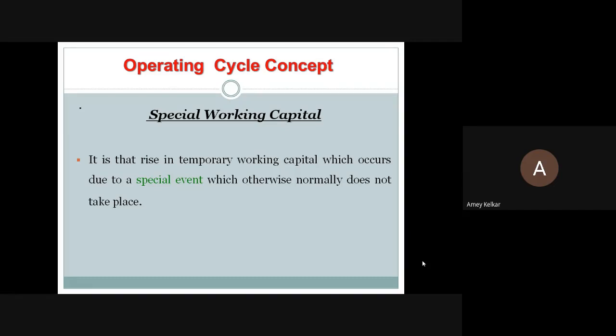For example, if a World Cup is organized in a country, or the Olympics, which is supposed to be organized in Japan. These are all special events which come once in a while. So special working capital will be required for this.